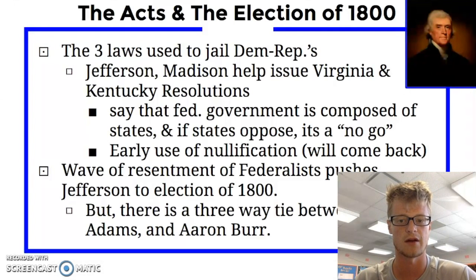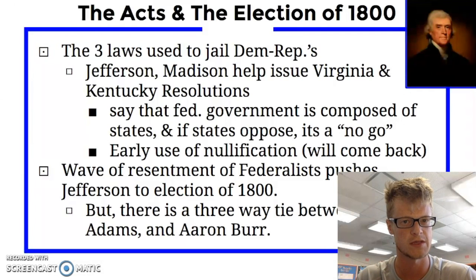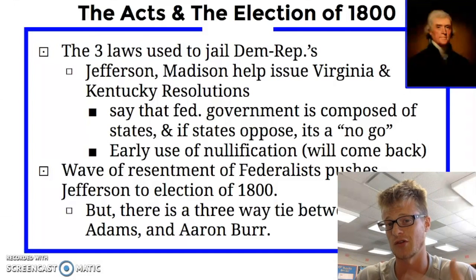So what the Virginia and Kentucky resolutions argued was basically a logical appeal. The federal government only exists because a bunch of states have come together and given it the power to pass laws. So with these new acts, if a state doesn't think a law is correct, then the law shouldn't be put in place. It's kind of like the whole is not as great as the sum of its parts. This has a lot of ramifications in the future.